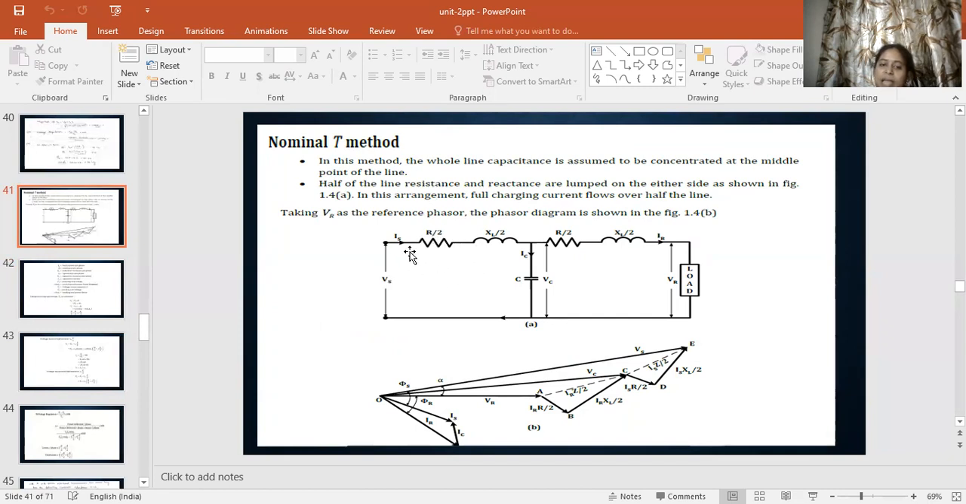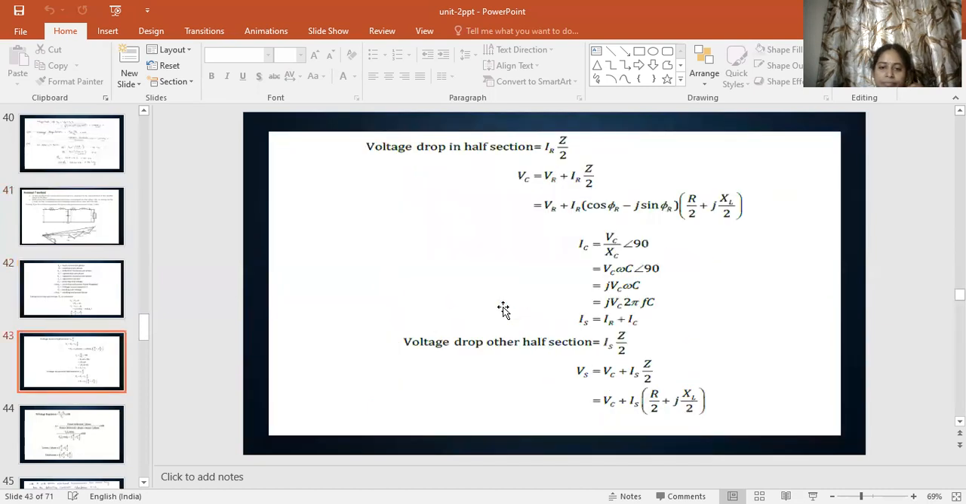The drop is IS into Z by 2, IR into Z by 2. This is the drop of IR into Z by 2 in this part of the transmission line, and in this part of the transmission line the drop is IS into Z by 2. So VC equal to VR plus IR into Z by 2, and VS equal to VC plus IS into Z by 2. Our IR value formula can be substituted here, and IS is nothing but IR plus IC.